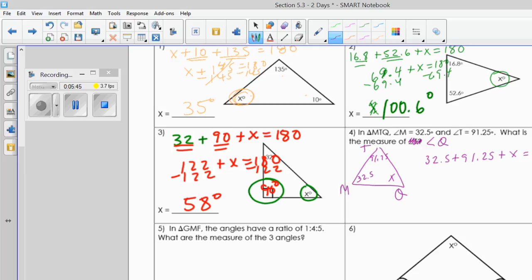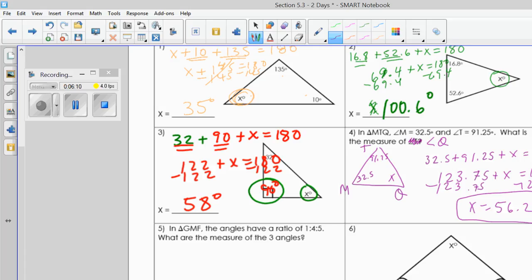When we combine like terms, you're going to get 123.75 plus X equals 180. Subtract 123.75 from both sides, and you're going to end up getting X equals, and now you just use your calculator, 56.25. That's your value of X when you subtract those.